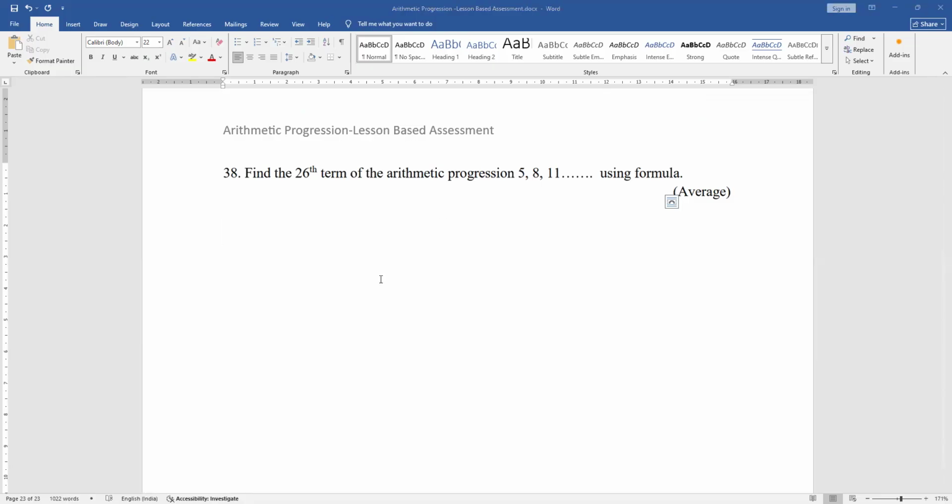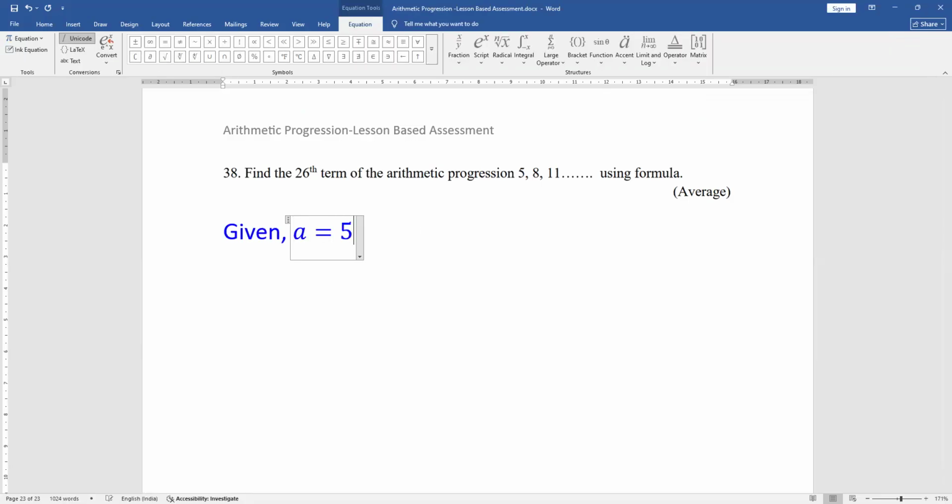See here, the same: first I write given. Here a is how much? 5, correct? So a equals 5. Then what is d equals to? So d is second term minus first term, that is 8 minus 5, 8 minus 5, which will be equals to 3, right?